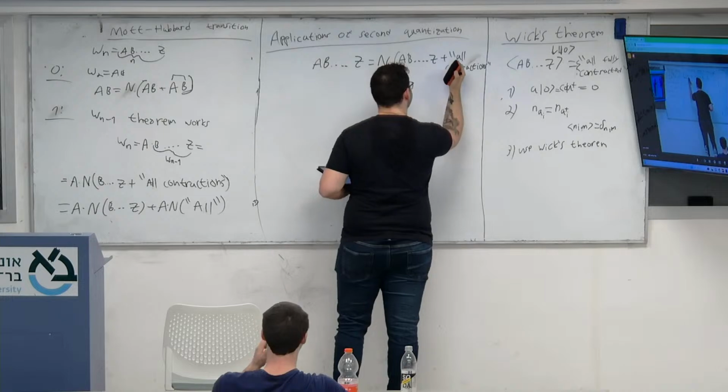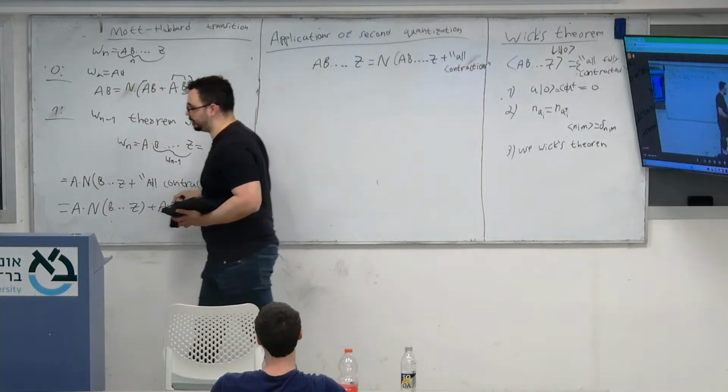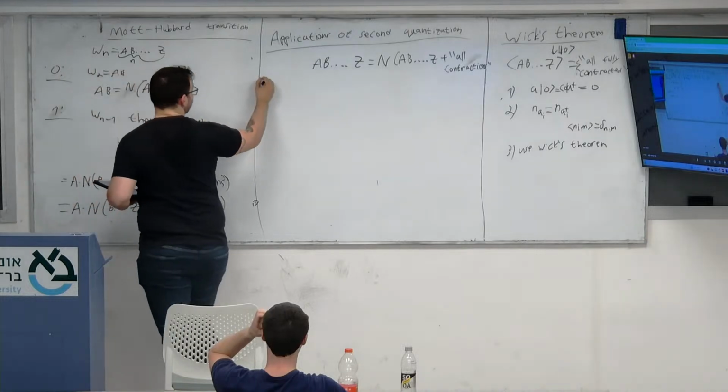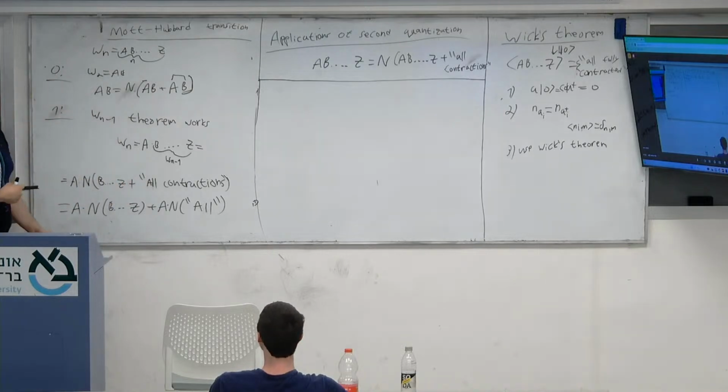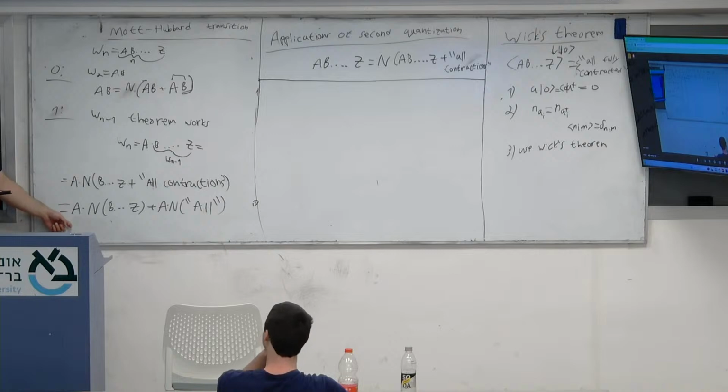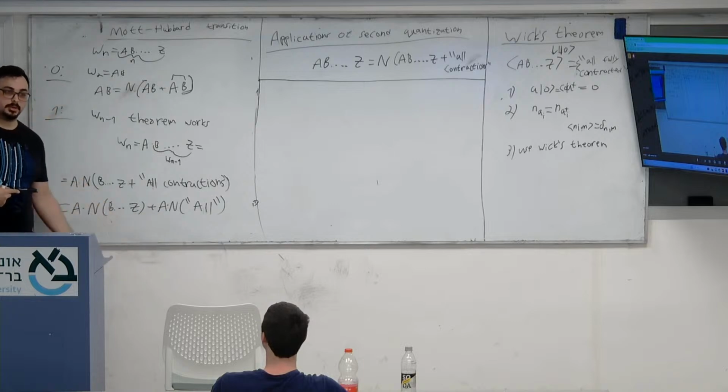I'm going to leave the original theorem up here. So now we have two options. Either A is a creation operator, in which case it's already in normal order and we're done. If A is not a creation operator, it's an annihilation operator, and I can try to take it to the right side and force it to be in normal order.